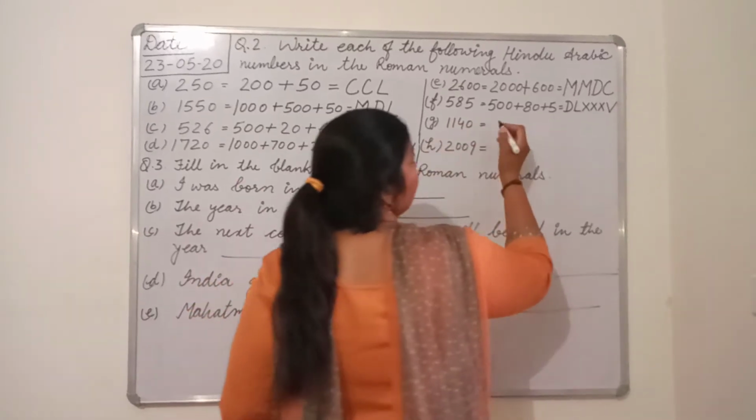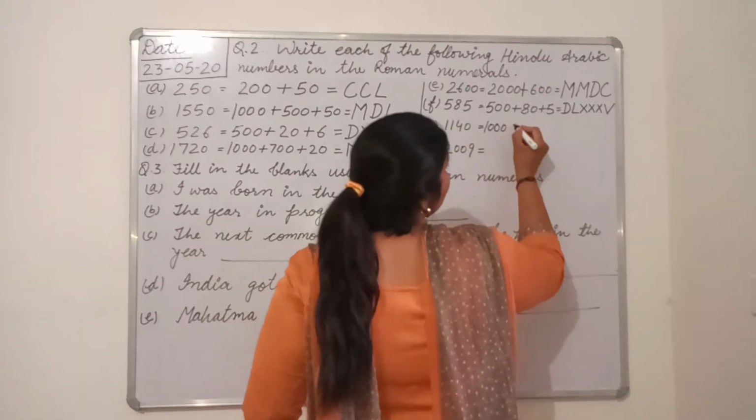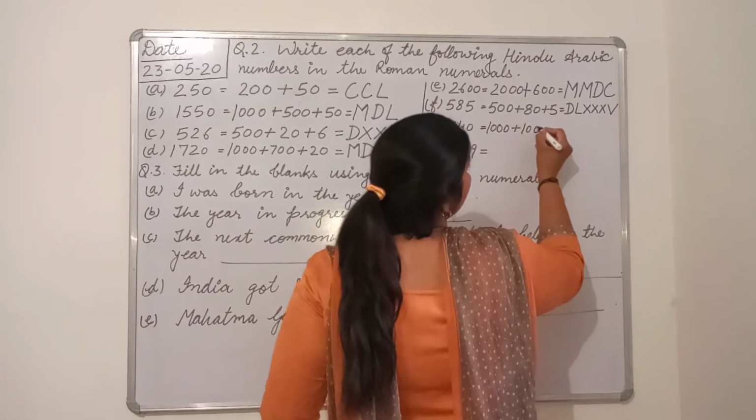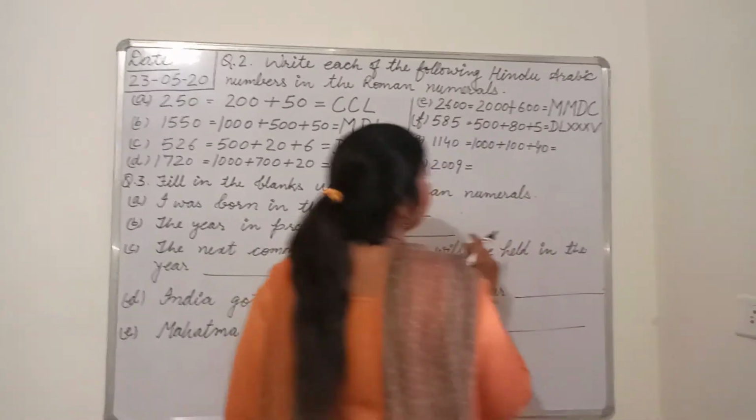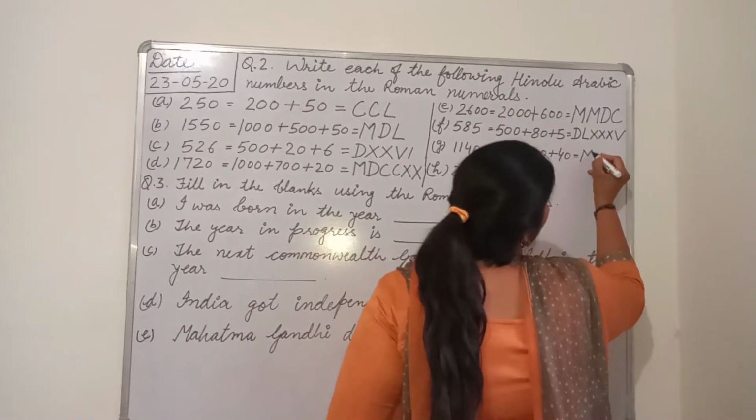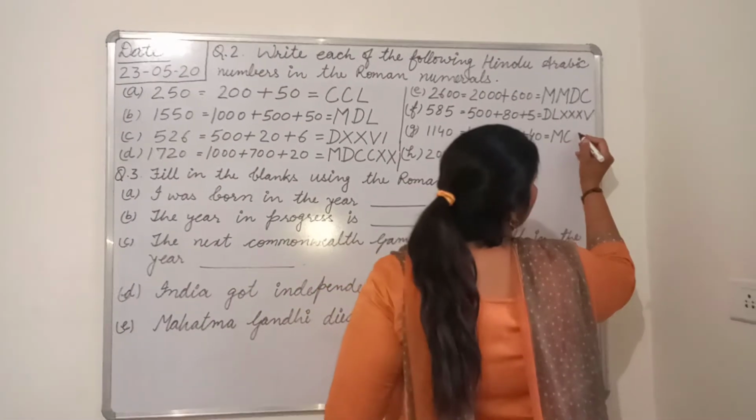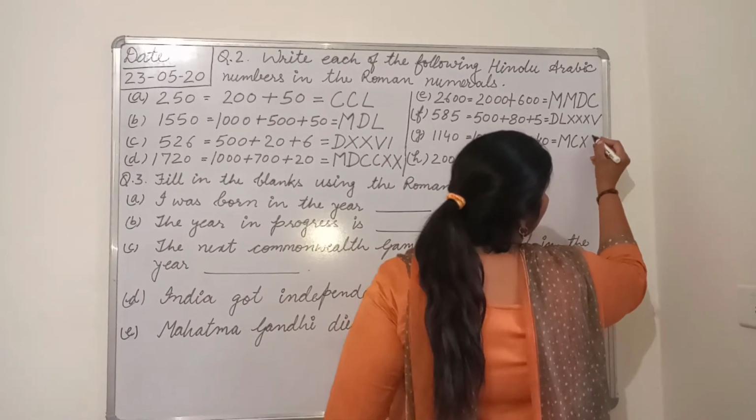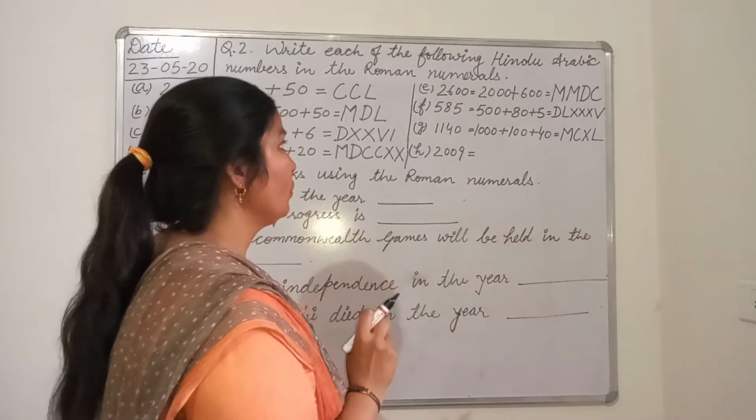Next is G part, 1140. So we make its expanded form: 1000 plus 100 plus 40. So now how we write? 1000 is M, 100 is C. Now how will we write 40? X L, 50 minus 10. So that's 40. Okay.